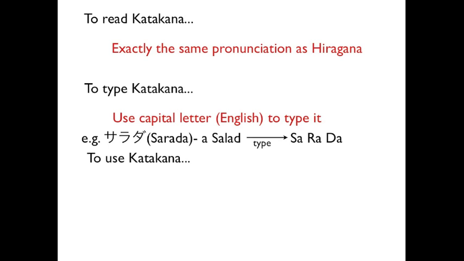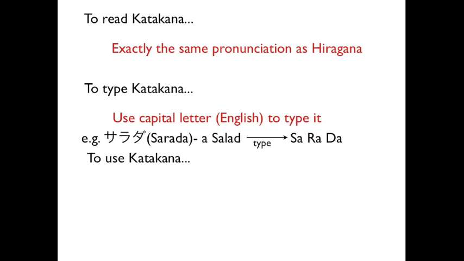So then the question is, what is the difference? As I said earlier, to read katakana, it's exactly the same pronunciation as hiragana, but it looks different. To type katakana on, for example, a computer, you can use capital letters to type it. As an example, there is "sarada", and that stands for salad. When you type it, it's with capital S-A, capital R-A, capital D-A, and that way it turns into katakana form.